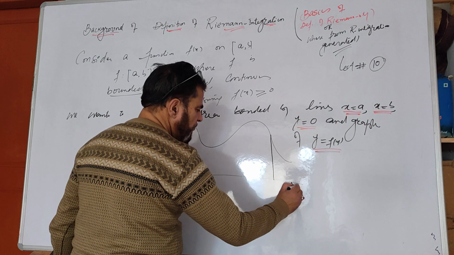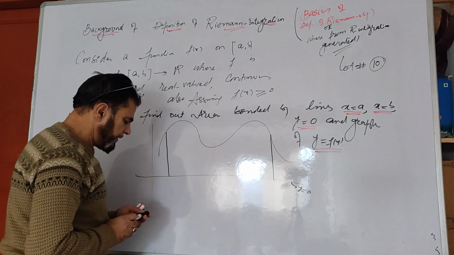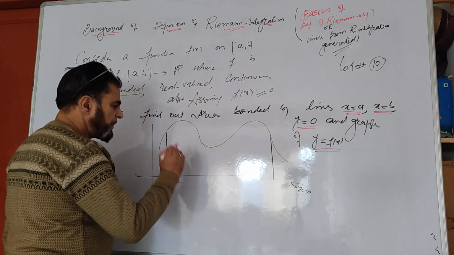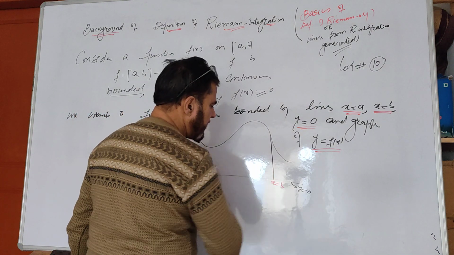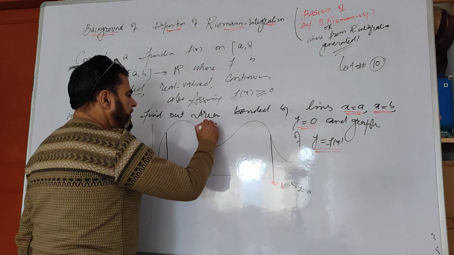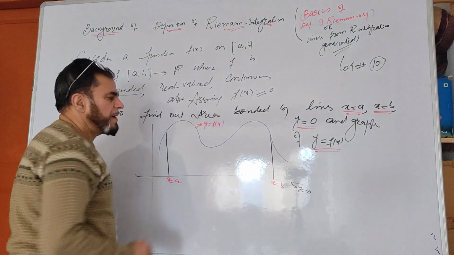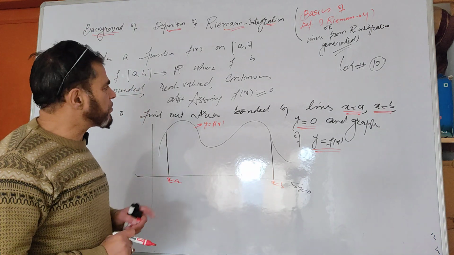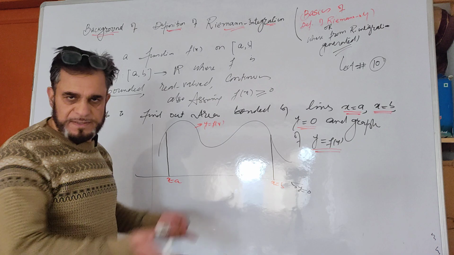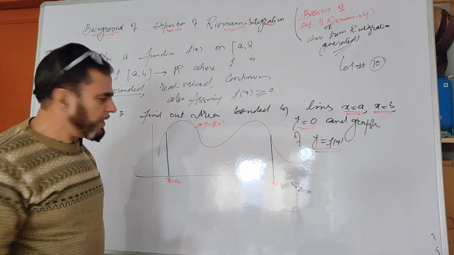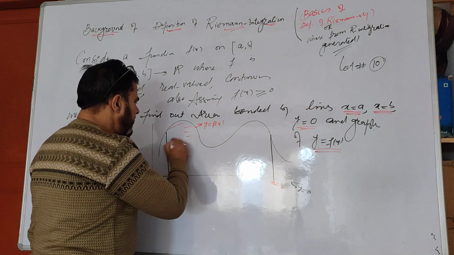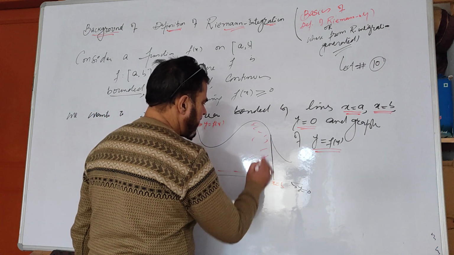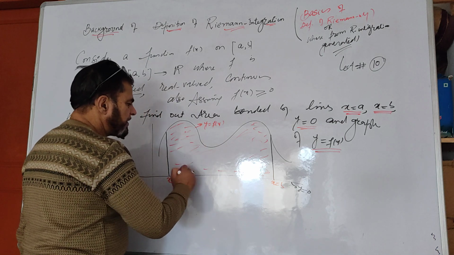This is your y equal to 0, this is your x is equal to a, this is your x is equal to b line, this is the graph y equal to f(x). This curve is continuous, bounded between x equal a and x equal b, and also real valued. You want to find out this area, what is the area held under this curve.